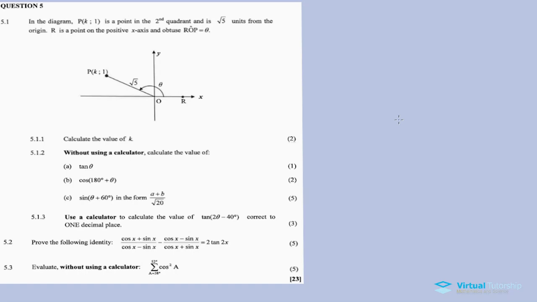Okay, now question 5, it's a trigonometric question. There is a diagram, and we find trigonometric ratios using this diagram. And then we also have another question, 5.2, which involves an identity. Sometimes question 5 involves general solutions, but for this question 5 we don't have a general solution. Now question 5 comes from the November 2018 question paper.